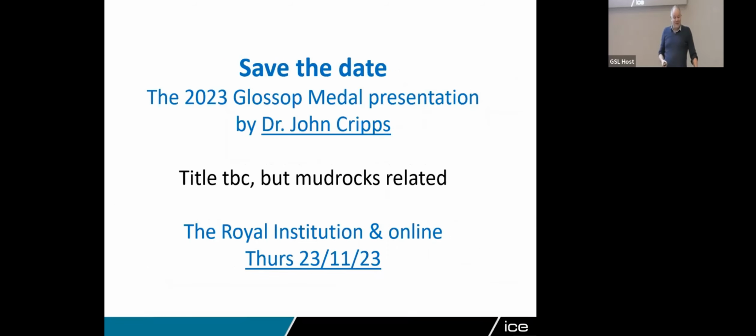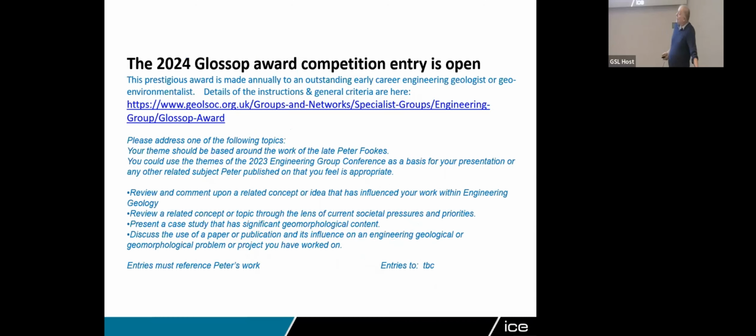Martin, this is especially for you. This is the date, now confirmed just a few days ago, for the next Glossop medal presentation: Thursday the 23rd of November this year. Please put that in your diary. We haven't got a title from John Cripps yet, but it will be related to mud rocks. Related to that is the Glossop Award. This will be publicized over the next few days, but we now have a set of questions if the early career engineering geologists want to enter, and we're linking this back to the conference and to the themes of that conference.